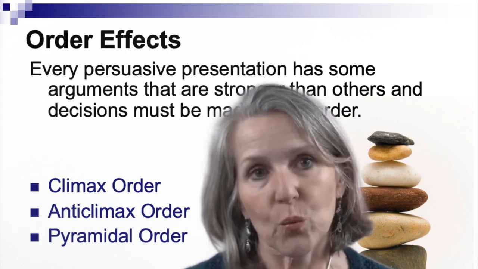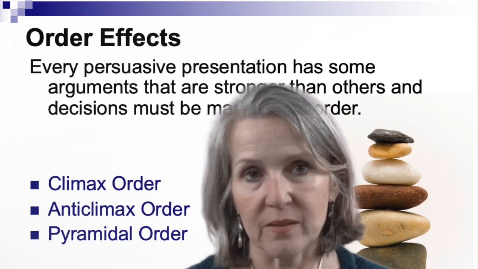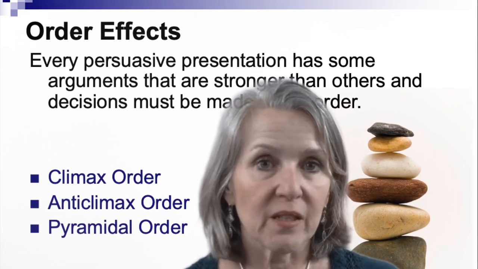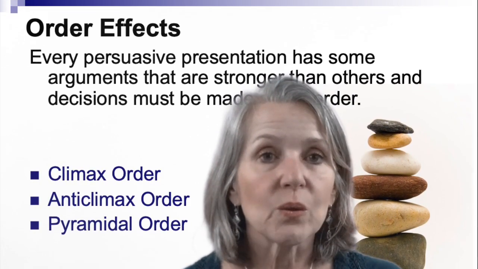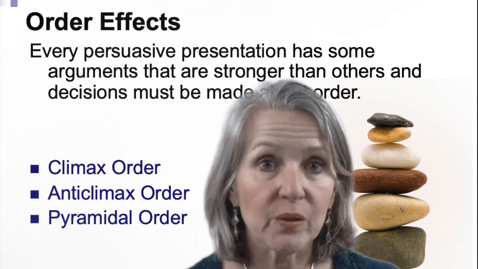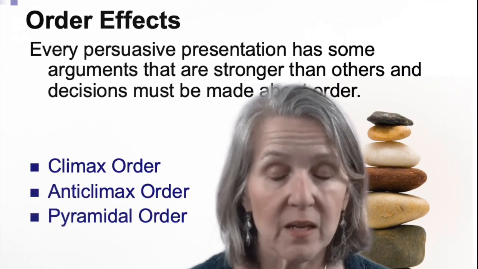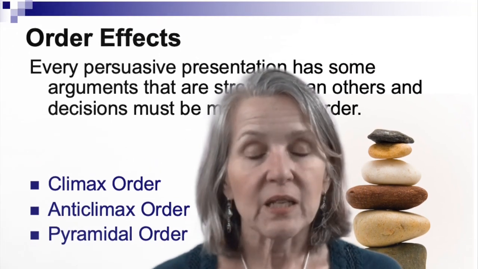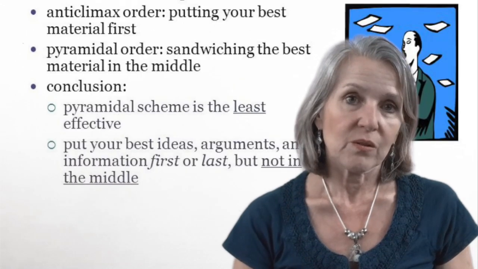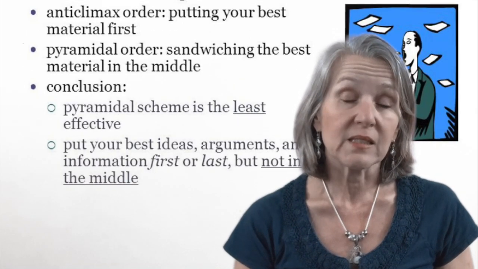Order effects are the way that we craft our arguments and the order we use our main points in. So when you're crafting your flow of these arguments, it definitely helps to have them in an order, again, that makes logical sense. So there are three: the climax order, the anticlimax order, and the pyramidal order. These kind of make sense as you think about them.